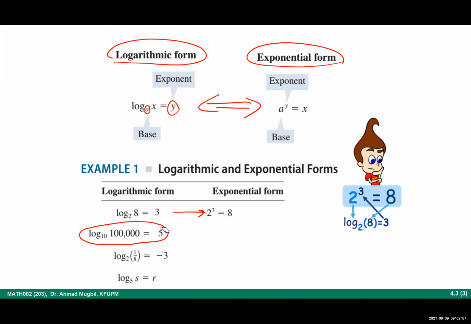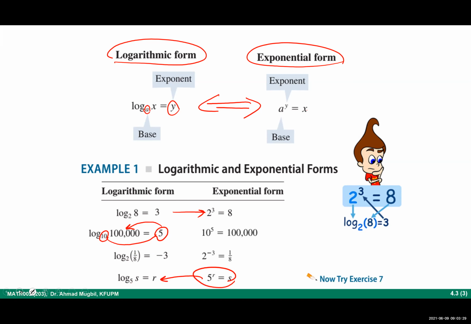What does this mean? 10 to the power 5 equals 100,000. Great. What does this mean? The third one, 2 to the power negative 3 is 1 over 8. What does this mean? 5 to the power r equals s. Did you get the idea? So if you have this, you have this. Let's take one more.